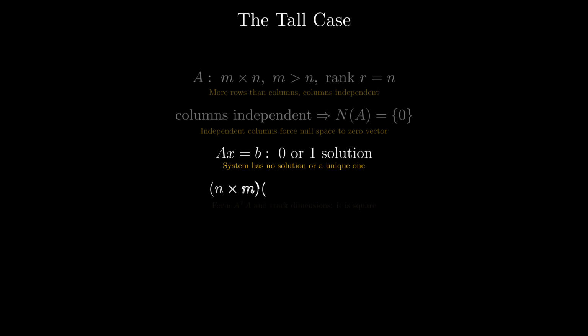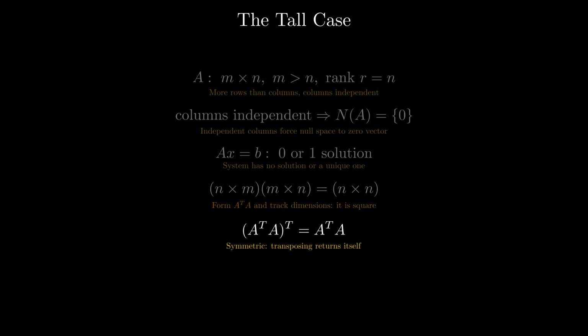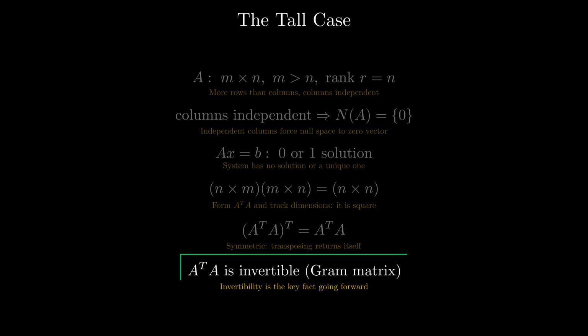Form A transpose times A, tracking the dimensions: an n by m matrix times an m by n matrix gives an n by n result. So this is square. It is symmetric since transposing A transpose A gives back A transpose A itself. And with independent columns, it is invertible. We call A transpose A the Gram matrix, and its invertibility is the key that unlocks everything that follows.